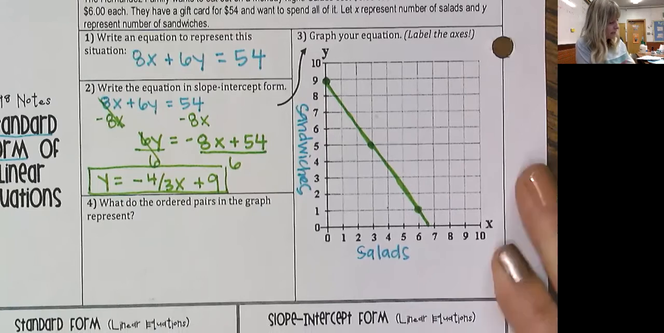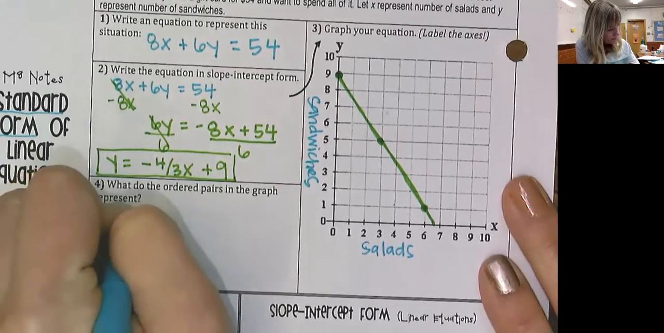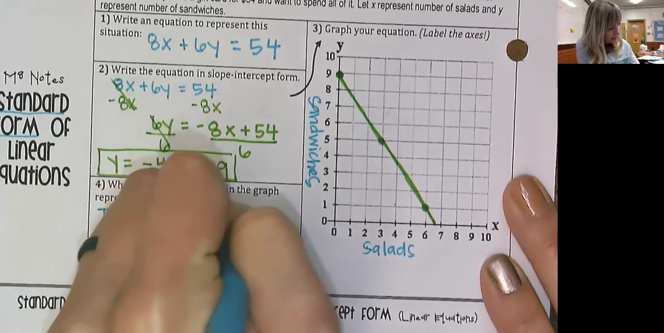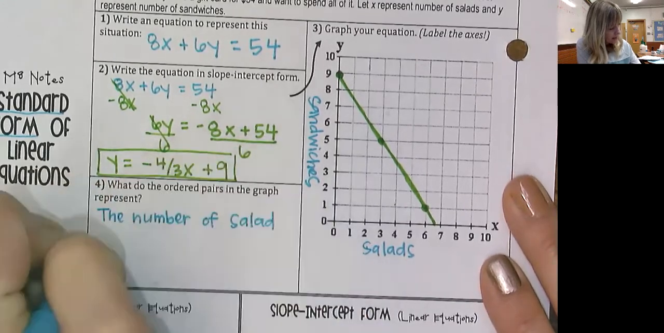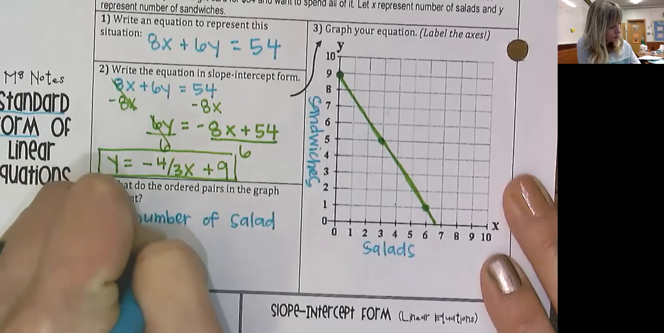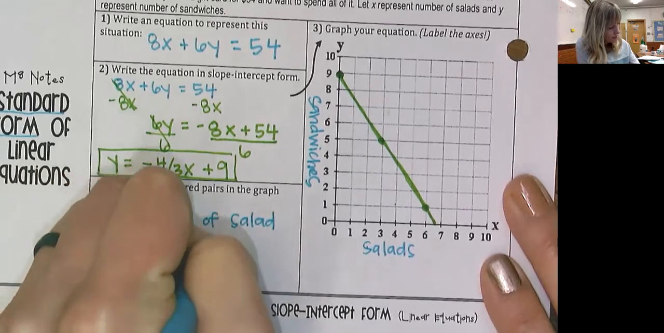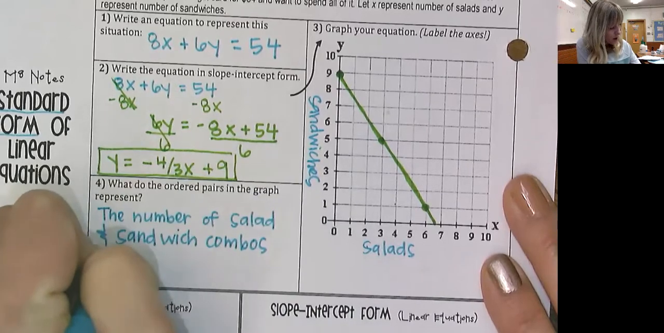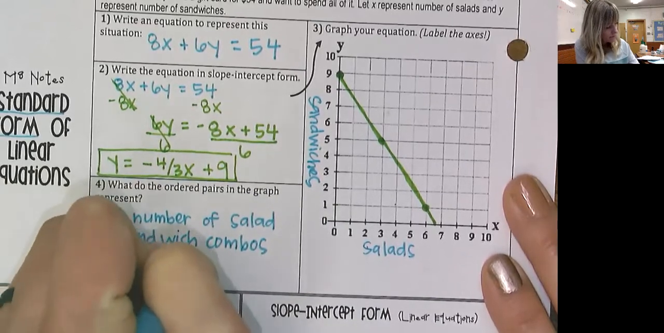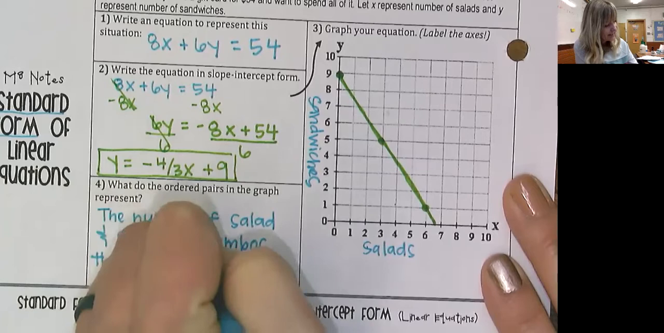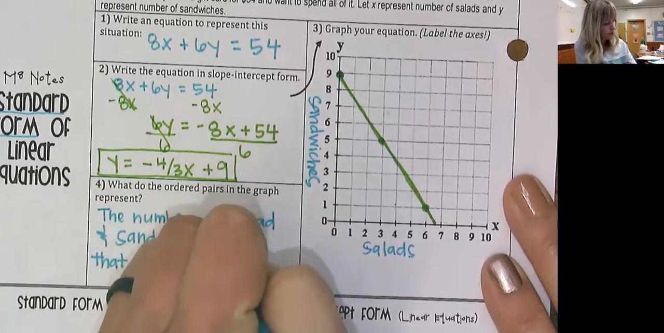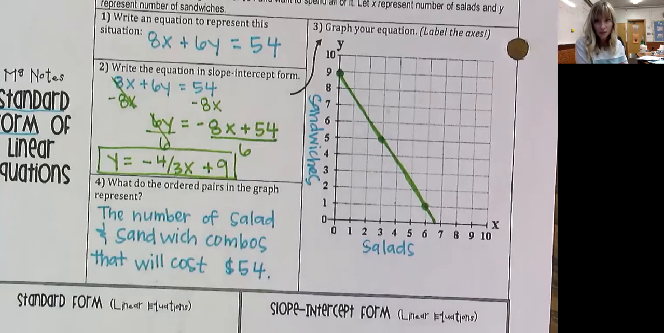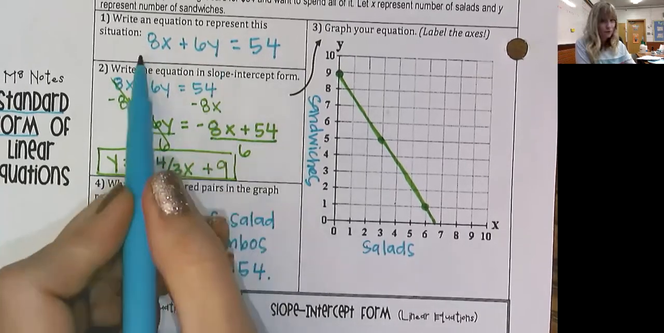Well, they represent the number of salad and sandwich combos that will cost exactly $54. That's still what the line represents. It's still solutions to this equation. It's just we started with a different form of equation.